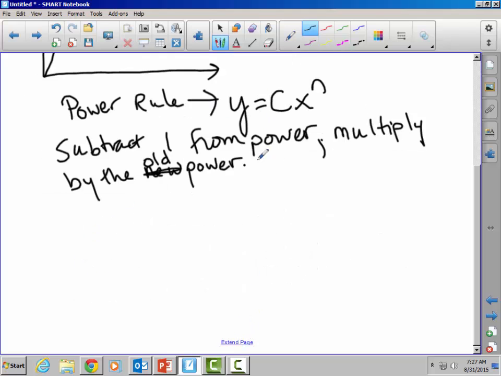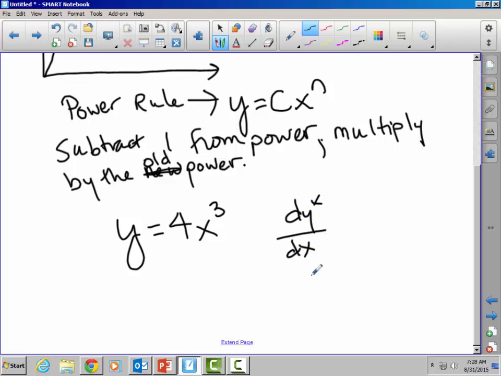So let's plug some numbers into here and just practice. Let's say y equals 4, our constant, times x to the third. The power rule says subtract 1 from the power. When we take our derivative, we always do dy/dx, which means the derivative of y with respect to x. That becomes important when you start having multiple variables in an equation. We're only going to care about all of the terms that have x in them, and we'll do some examples of what that looks like in a second.